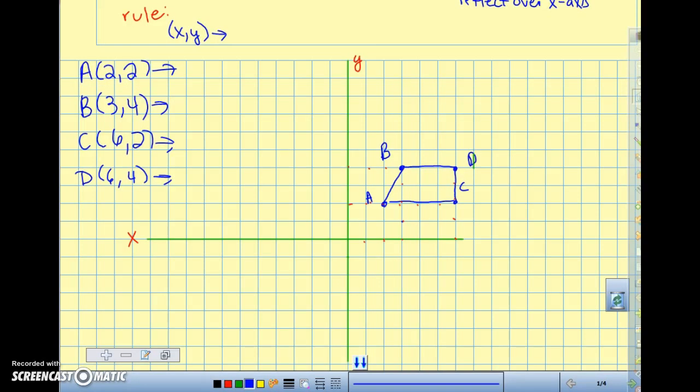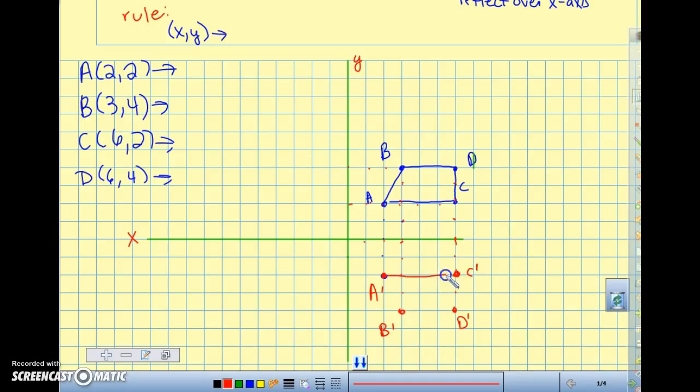For the reflection over the x-axis, you're going to count each point's distance to the x-axis and then count the same number on the other side. So for example, A is 2 away from the x-axis, so then you count 2 on the other side. So A prime would be down in here. And then B is 1, 2, 3, 4 from the x-axis, so we're going to count 4 on the other side. And then C is 2.